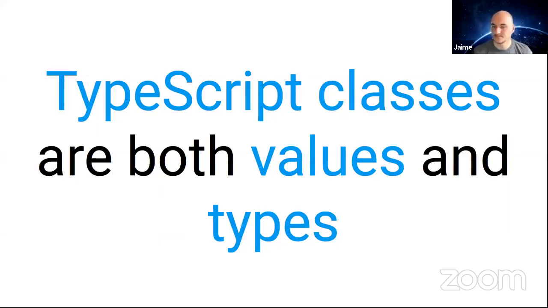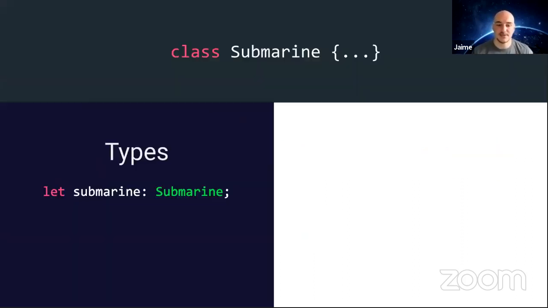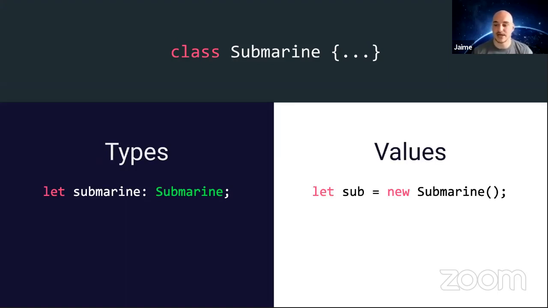Classes. So TypeScript classes are both values and types. This is the special thing about classes in TypeScript. So you have the class Submarine. On the left, you have the type, the class you're using as a type. So let's say this variable is of type Submarine. And on the right, you have values. In this case, we're creating an object that will be available at runtime.